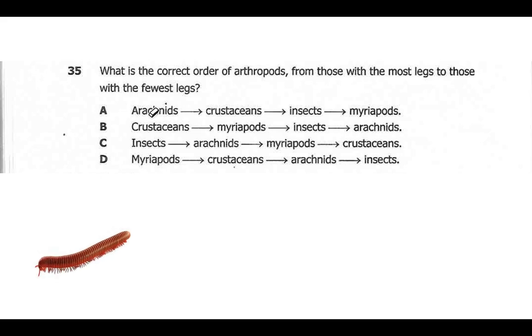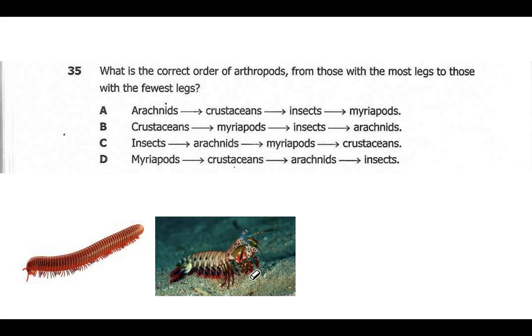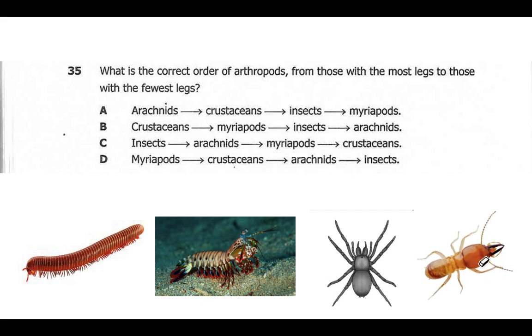So I want to show you. This one has many legs. Look at this one. This particular organism has many legs. It is a myriapod, and it has many legs. And then it is followed by the crustacean. The crustacean has 10 legs in total. And then we have a spider. A spider has 8 legs: 1, 2, 3, 4, 5, 6, 7, 8. And then the last one is the termite, which is an insect.